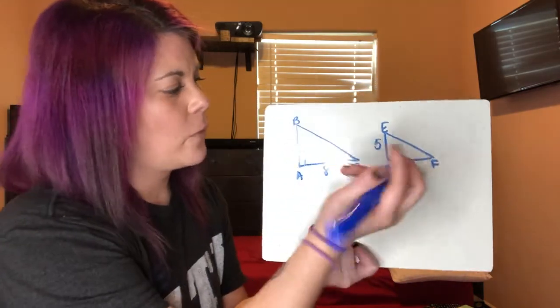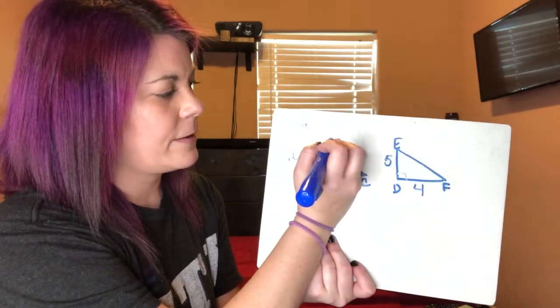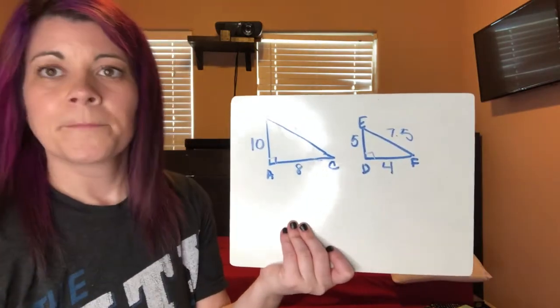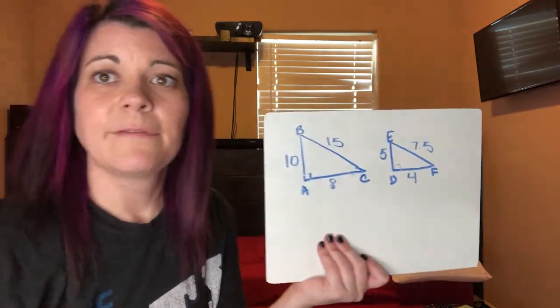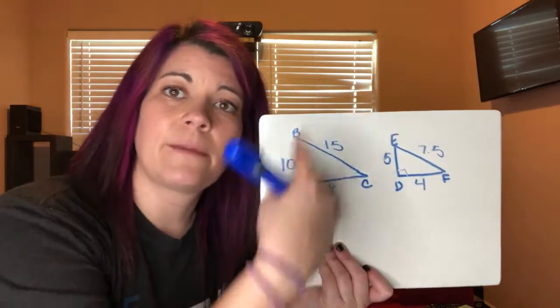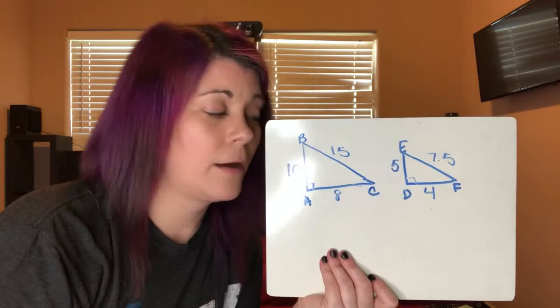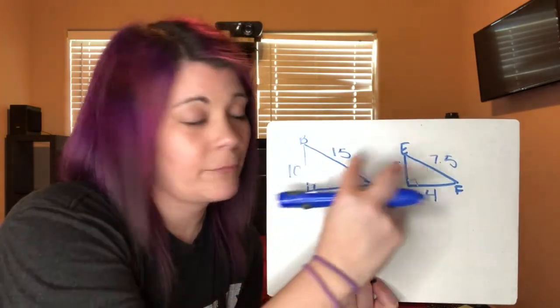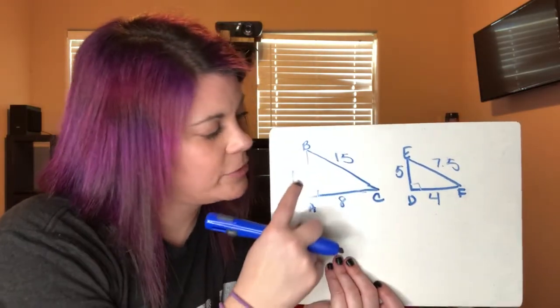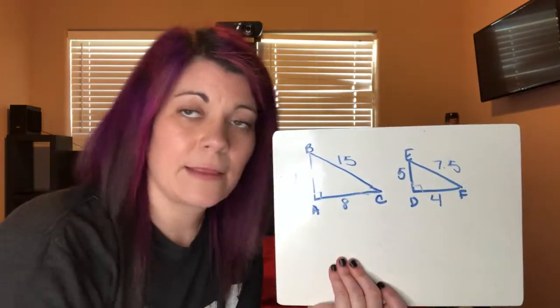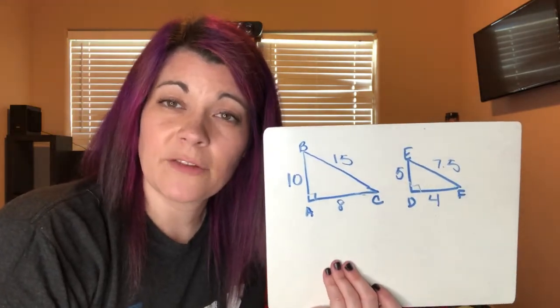So 8 and 4. And then if I said this one was 15, this one would have to be 7.5. So they all have the same relationship, meaning that they are similar triangles because all the sides are proportional. We're all dividing by 2. All the corresponding sides have the same relationship of dividing by 2. So that's what corresponding sides means.